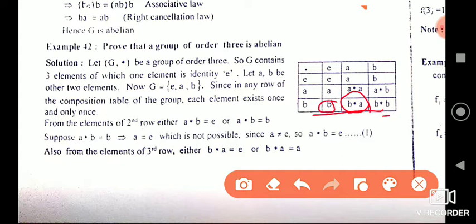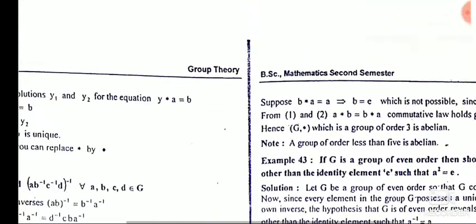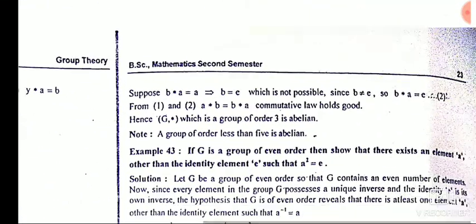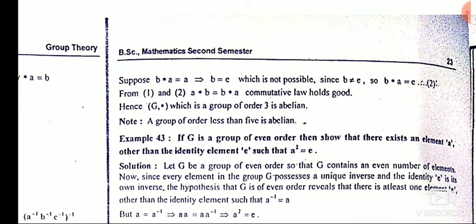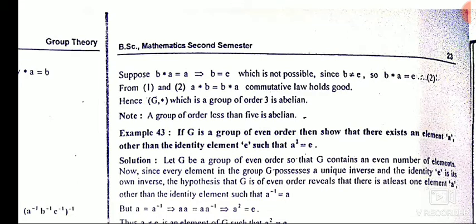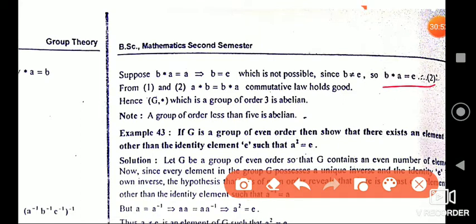So what is B star A? Either B star A is equal to E or B star A is equal to A. Suppose B star A is equal to A. We use the right cancellation law once again, and A cancels, so B will be equal to E, which is not possible because B and E are two separate elements, right? So what is the possibility? The only possibility is B star A is equal to E, and we have taken it as equation 2.